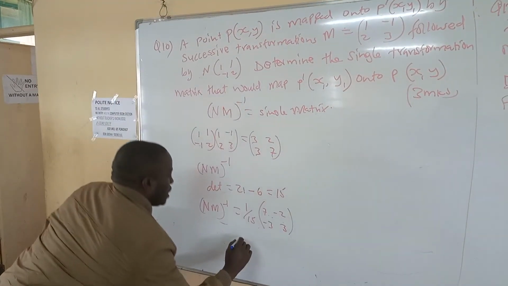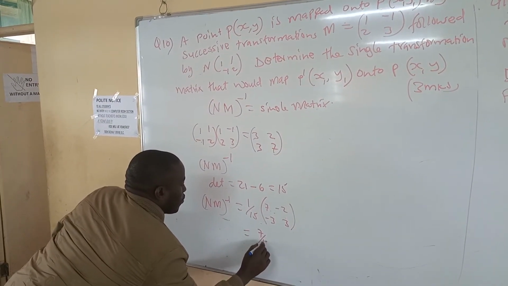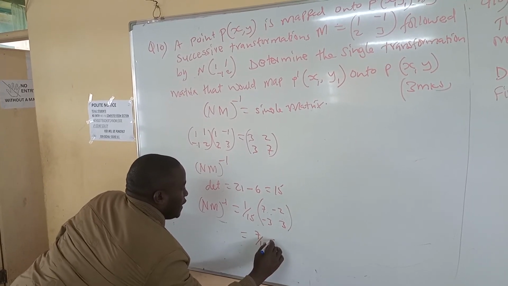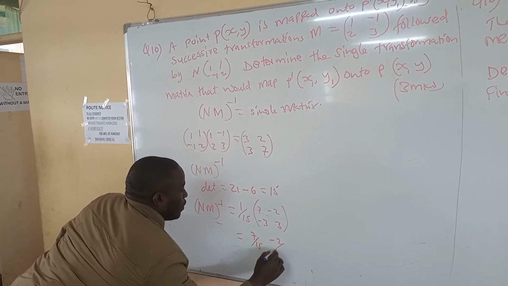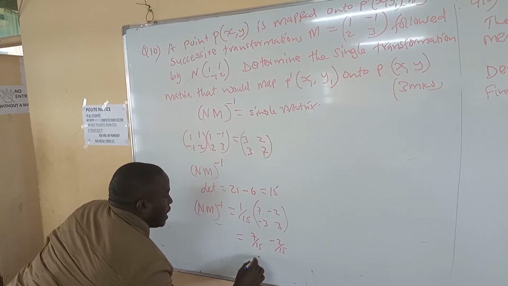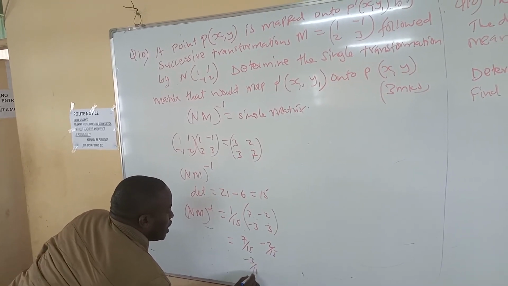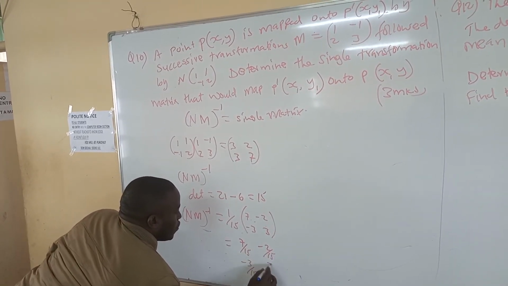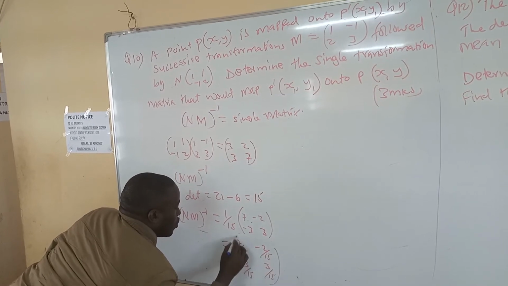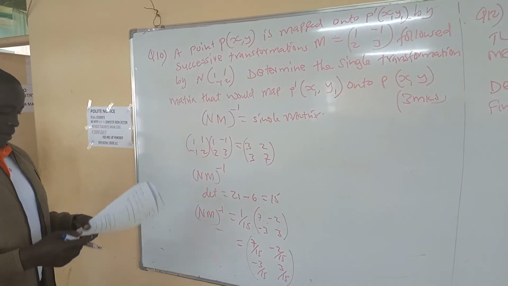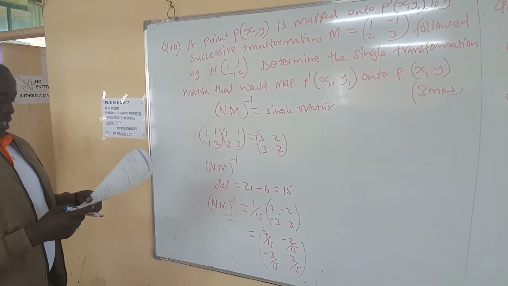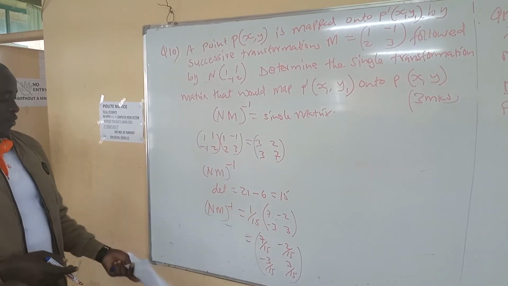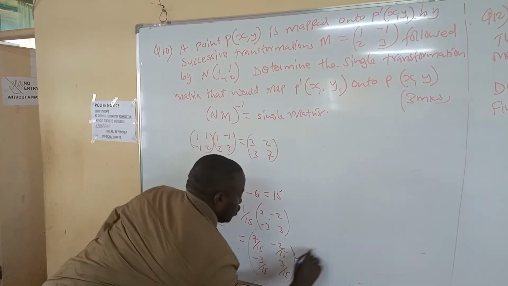If you open it, it becomes 7 over 15, and this becomes negative 2 over 15. This becomes negative 3 over 15, and this becomes 3 over 15. So that becomes the answer. Or if you want to simplify further, you can. But at this point, you score the mark.